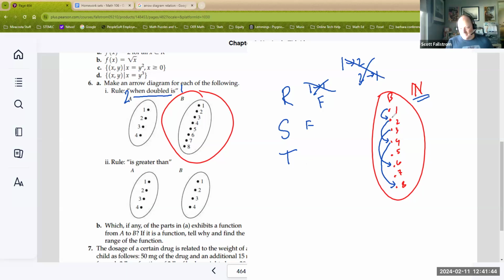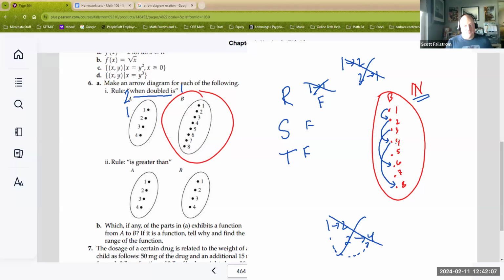Is it transitive? Let's see here. So 1 goes to 2, and we know 2 goes to 4. So I'm supposed to have 1 goes to 4, but it would be wrong to say 1 when you double it is 4. So that isn't going to happen. That's why transitivity is false. So it's not reflexive, not symmetric, not transitive.